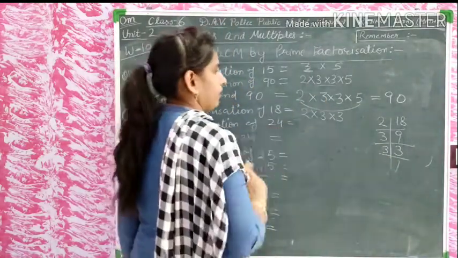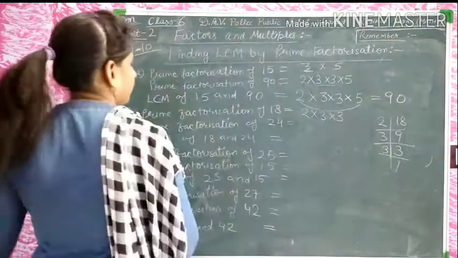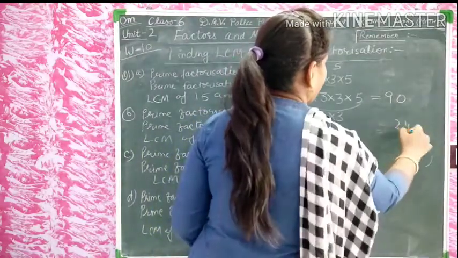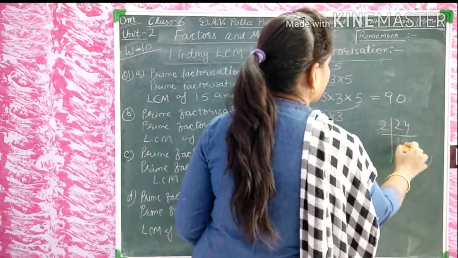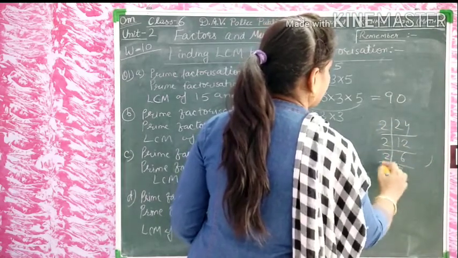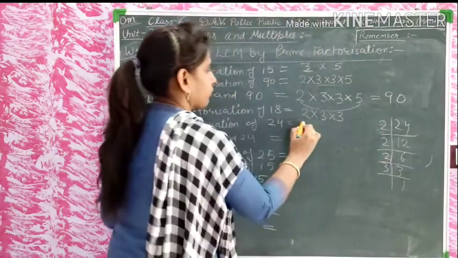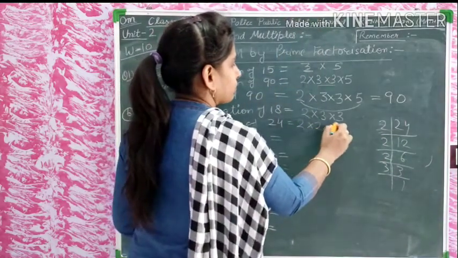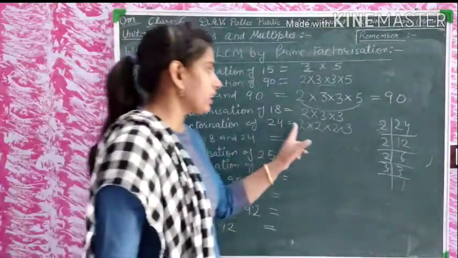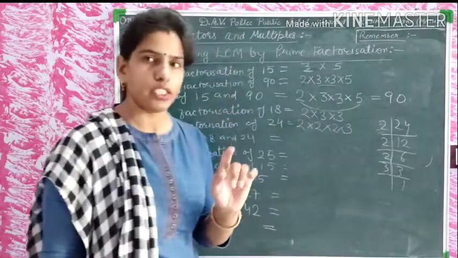Now find the prime factorization of 24. 2 into 12 is 24, 2 into 6 is 12, 2 into 3 is 6, 3 into 1 is 3. These are the prime factors of 24: 2 into 2 into 2 into 3. Now students, again there are only 2 factors, that is 2 and 3.